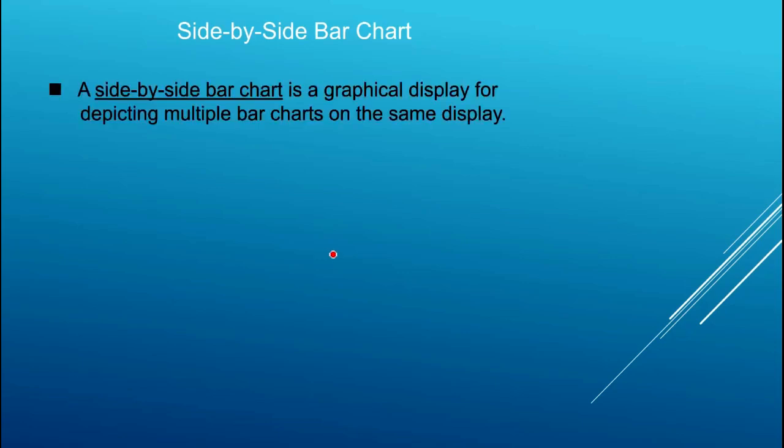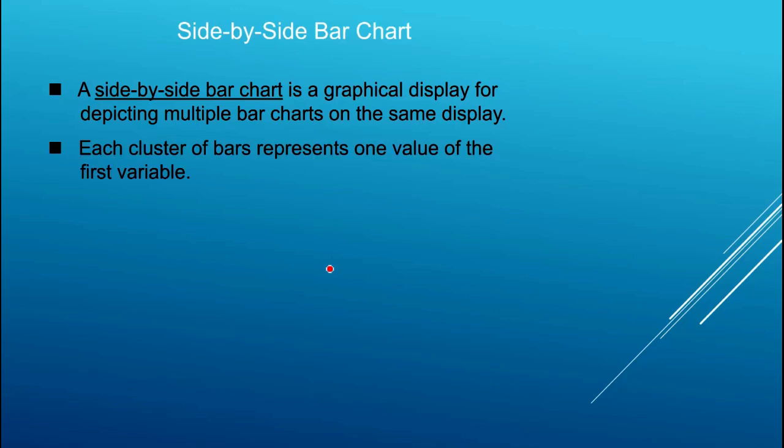Other ways of representing the relationship between two variables can be used if we have two categorical variables or even two quantitative variables that we have binned and determined the class width and the number of classes on our own. I'm going to show you a side-by-side bar chart and a stacked bar chart very quickly here. A side-by-side bar chart is a graphical display for depicting multiple bar charts in one display.